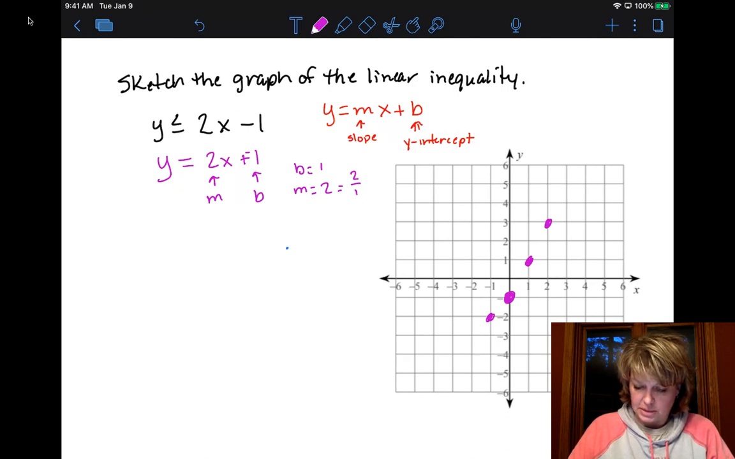Oops, that's not in the right spot. Down 2 over 1, should be right there. Now, if I try to graph a line, we'll see how this goes.